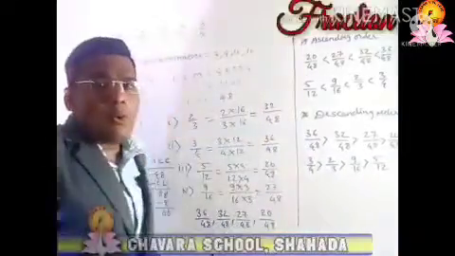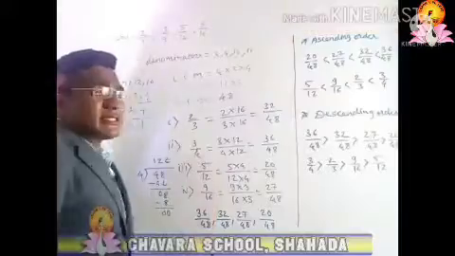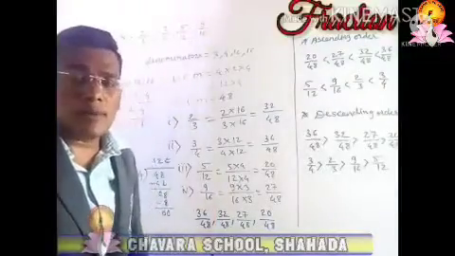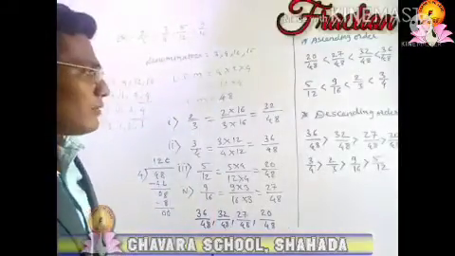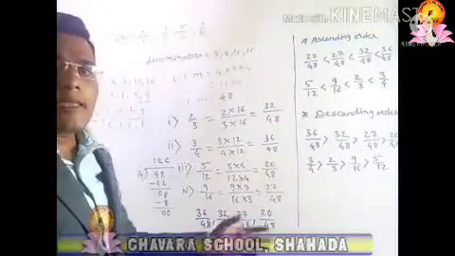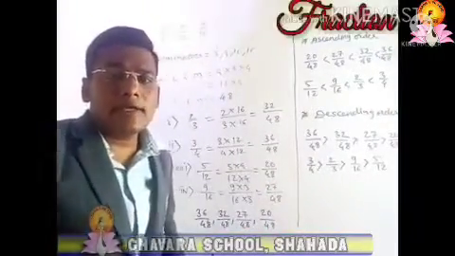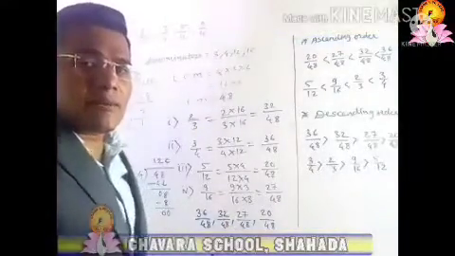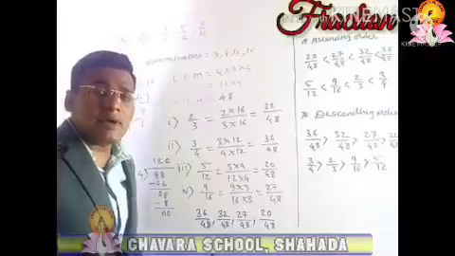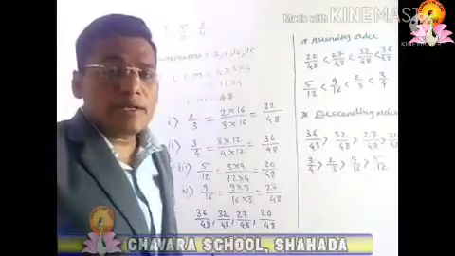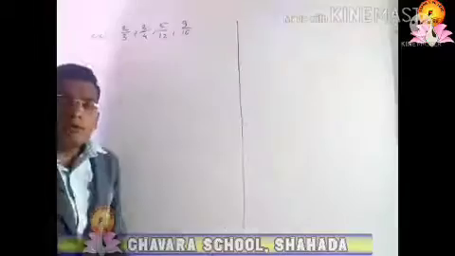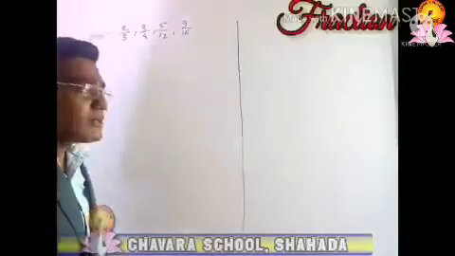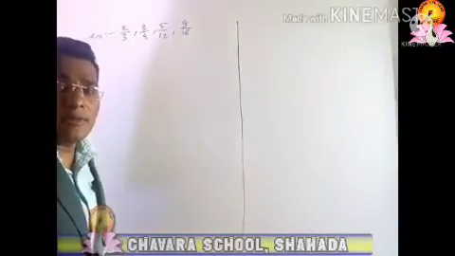And this is how we can compare fractions by finding the LCM of the denominators, and arrange them in ascending and descending order. Now, using the same example, we will learn how to compare by finding the LCM of the numerators. So the other method is finding the LCM of the numerators.